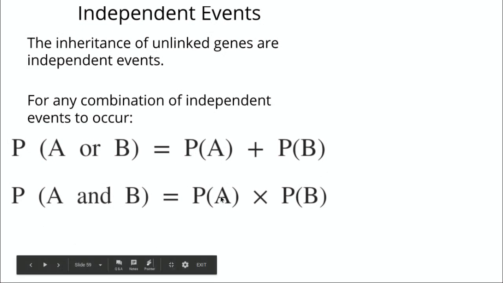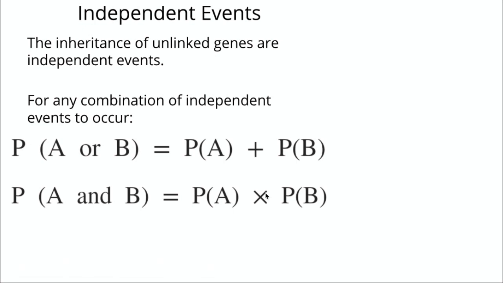So if you see the word and of smooth and green, you would multiply the 2 probabilities together. If you want to see one or the other, what are the chances of it being either smooth or green, you would add the probabilities together.